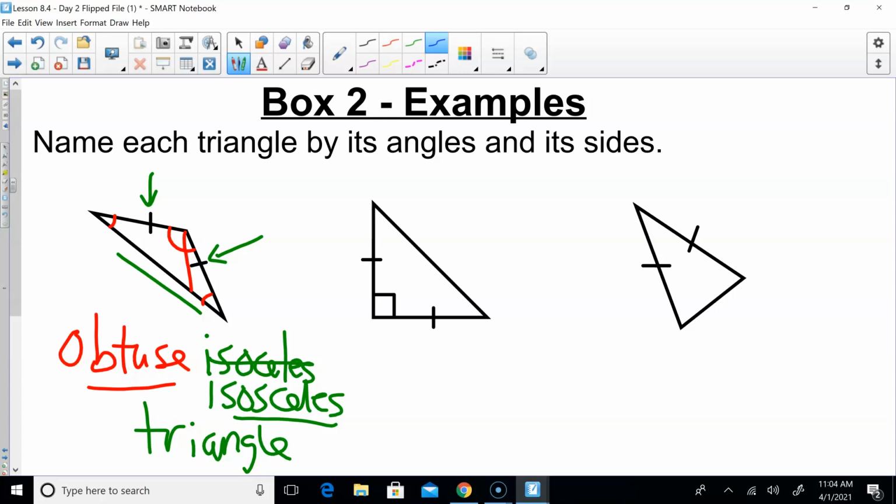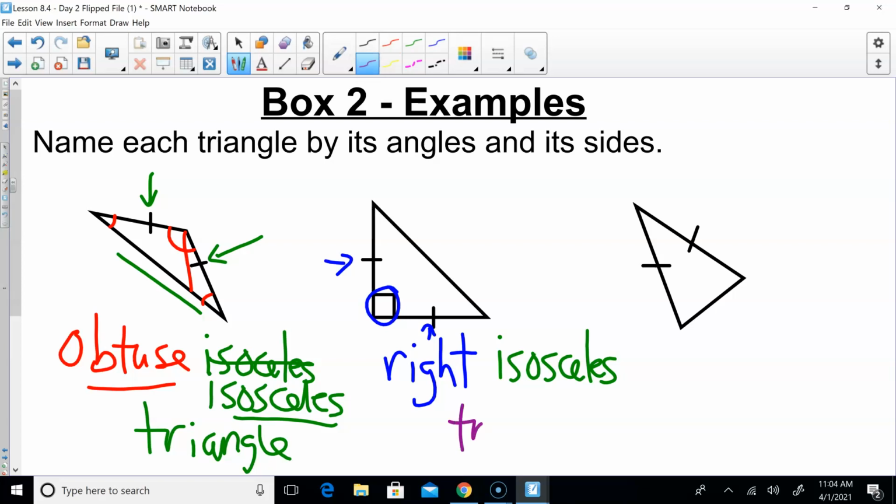All right, so we've started talking about angles before. This big angle jumps out at me. So right now I know I have a right triangle, and I see also 2 tick marks right here. So this would tell me that I have a right isosceles.